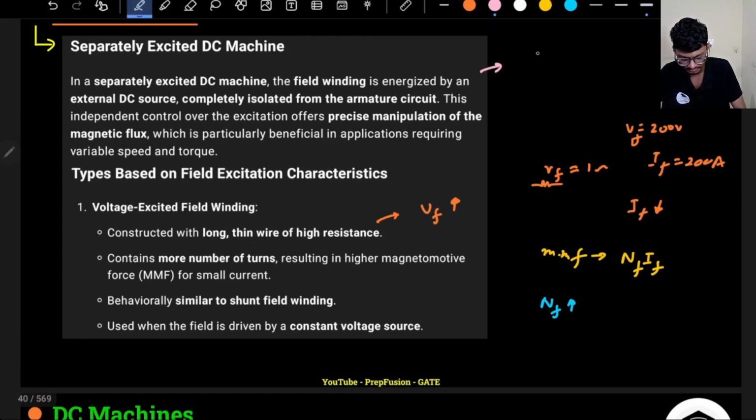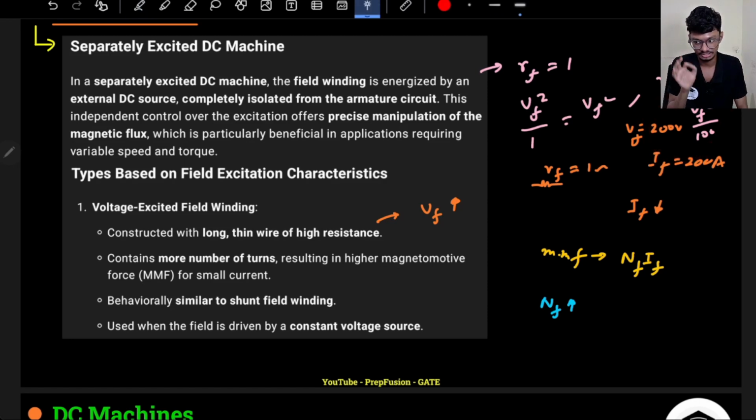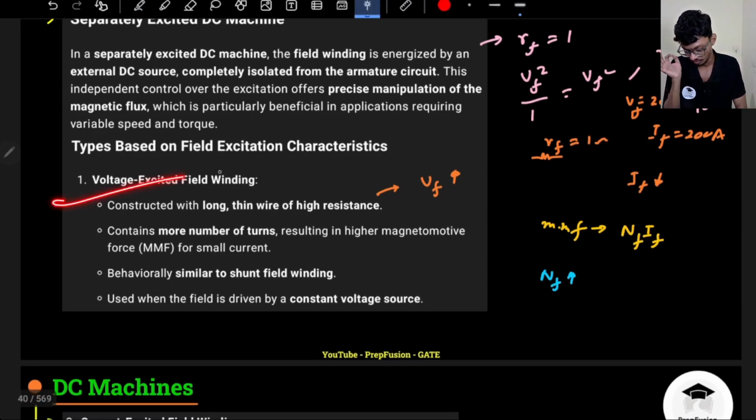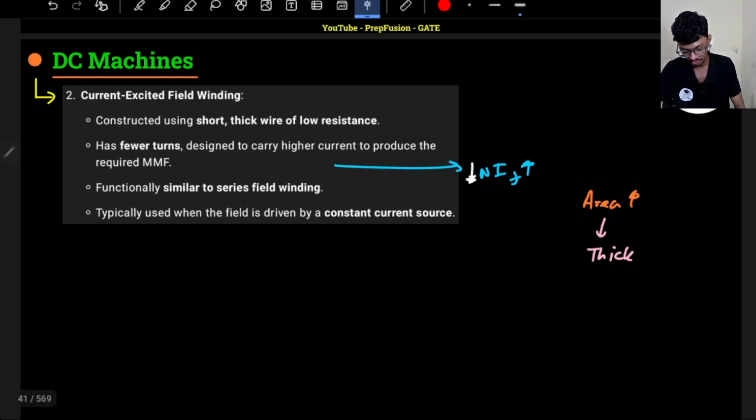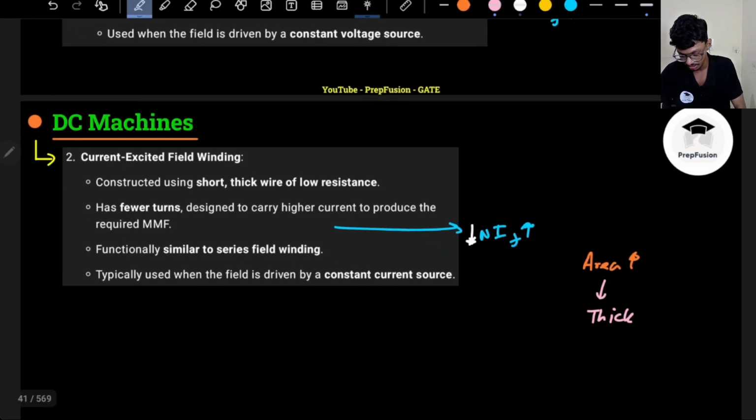Another point: if the resistance is high, let's say RF is 1, what is the power loss? Power loss will be VF whole square by RF. If the resistance is, let's say, 100, the power loss will be VF whole square divided by 100. So the loss will reduce. That's why we try to increase the resistance in case of a voltage excited field winding. And here, previously the voltage was fixed, now the current is fixed. So the power loss will be IF whole square into RF.